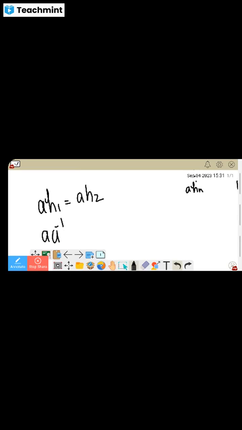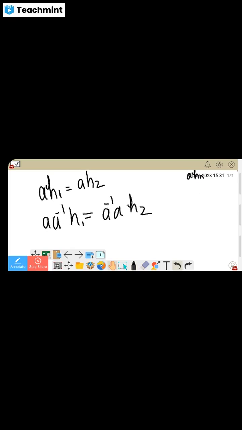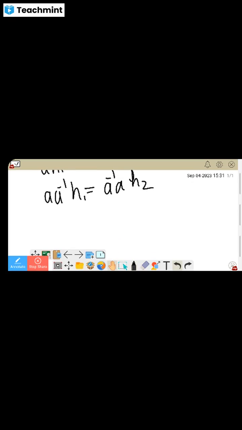h1 is equal to a into a inverse into a into h2, or this is equal to, we can write as b, h1 is equal to b h2.